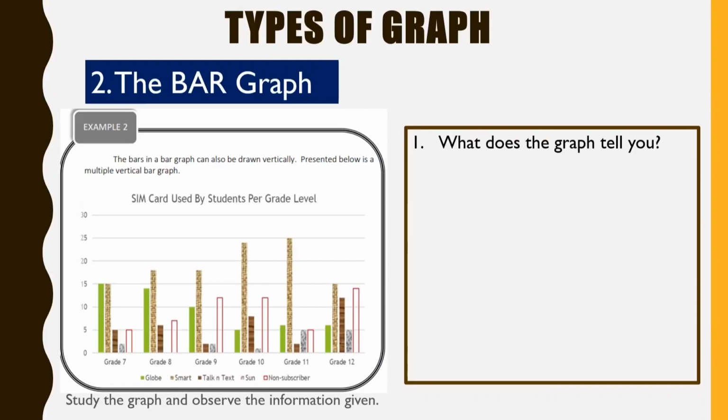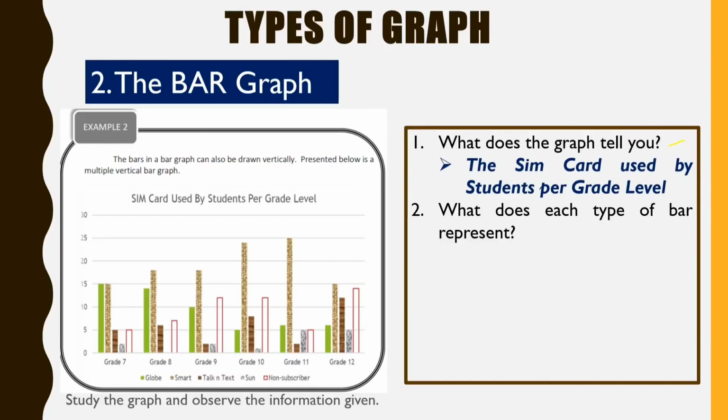For question number 1, what does the graph tell you? It means that it is asking about the title. Our title is the SIM card used by students per grade level. Number 2, what does each type of bar represent? So each bar represents the different types of SIM card. For green, it is Globe. For the lighter brown, it's Smart. Darker brown, Talk 'N Text. Gray for Sun Cellular. And then the bar with a red border is for non-subscribers.